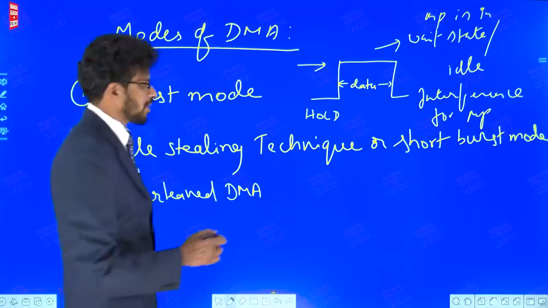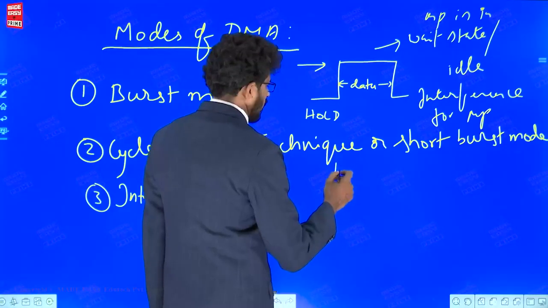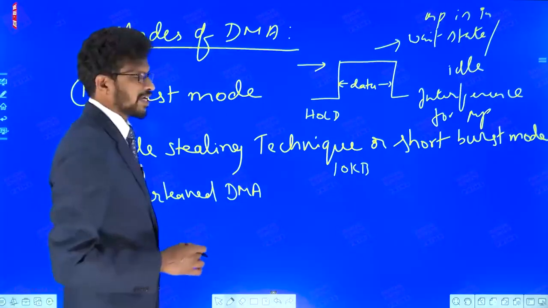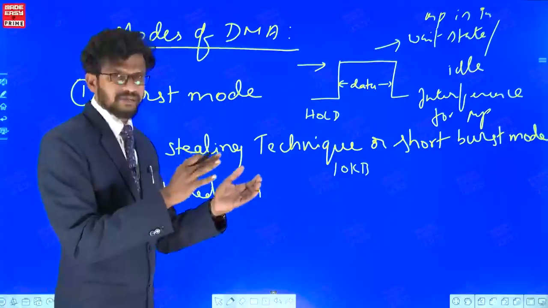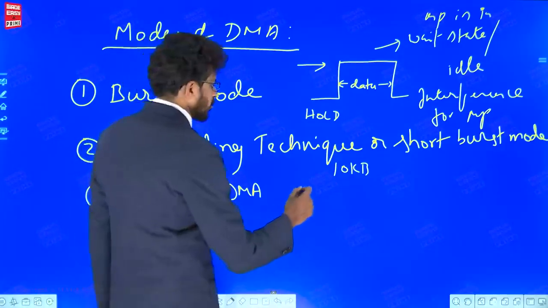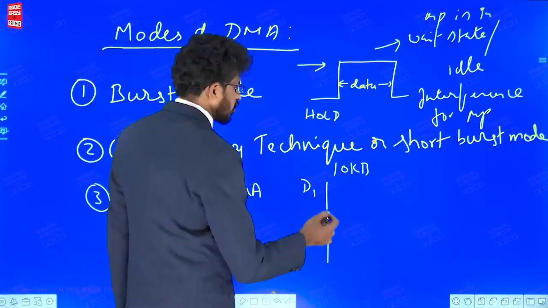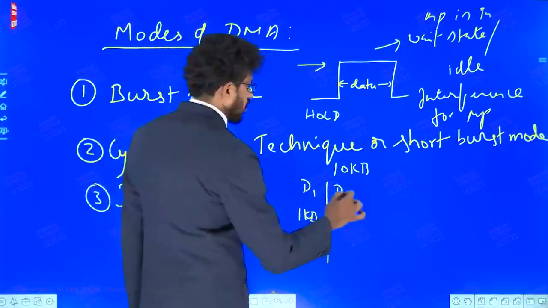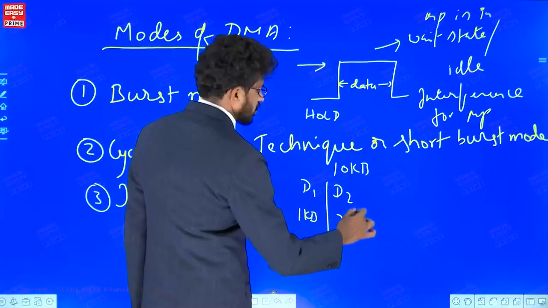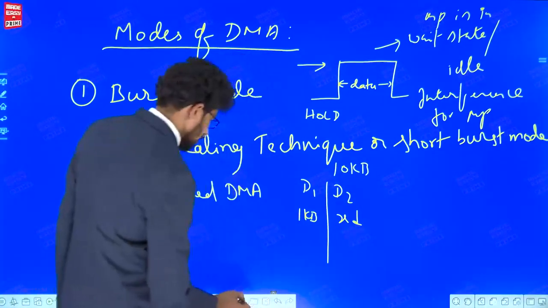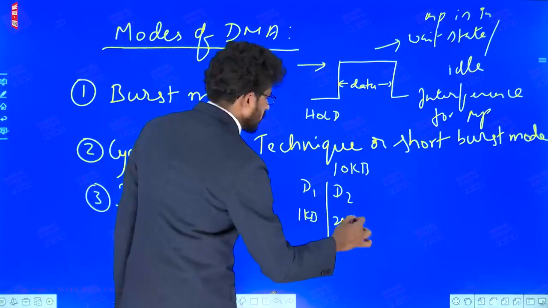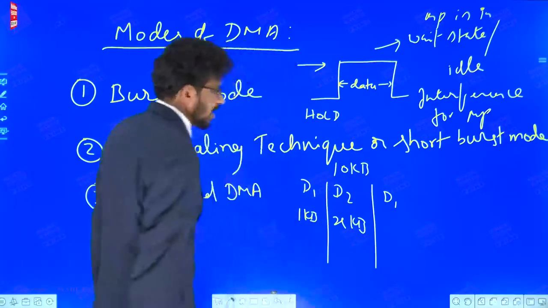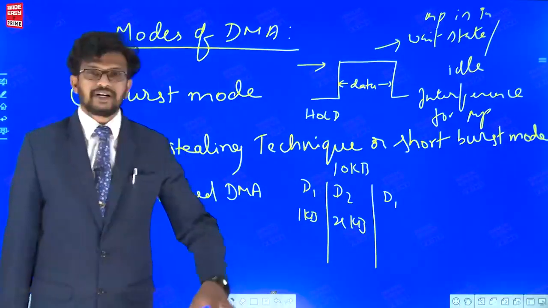For example, let us say the total data to be transferred is 10 KB. This 10 KB of data is not transferred in one stretch, it is transferred in short bursts. First, device 1 will transfer 1 KB of the data. Then a chance is given to device 2, which will transfer some x KB of data. Next, device 1 will again transfer data, then device 2, and so on. Like this, the total data is not transferred in one stretch.